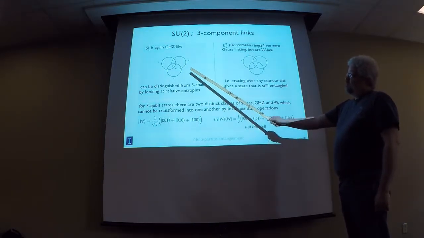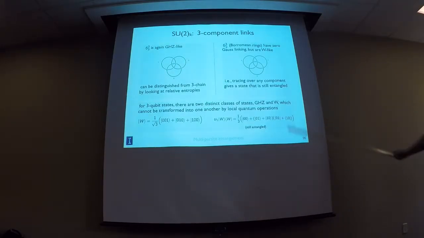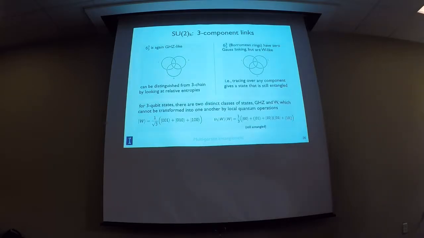Okay, here's another couple of examples of 3-component links. I don't remember what the name of this is. It's in somebody's classification. It's called 633, and this one is 632. This is often referred to as Borromean rings.